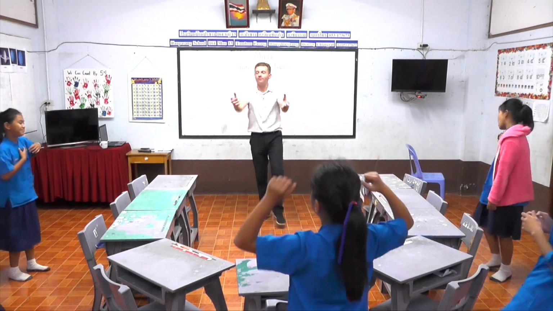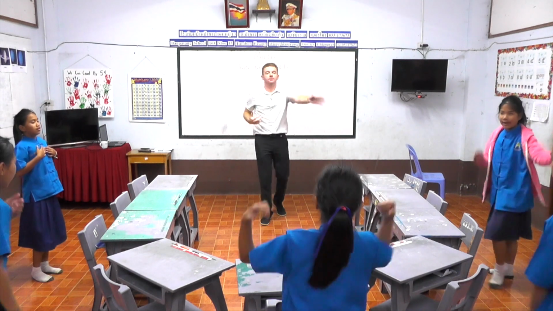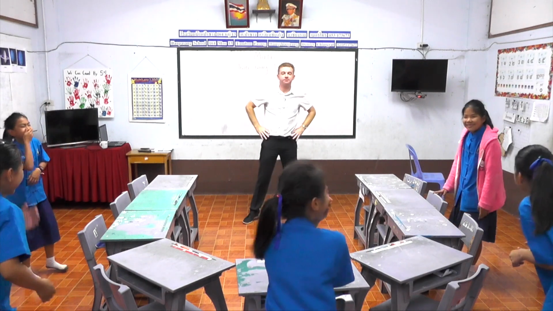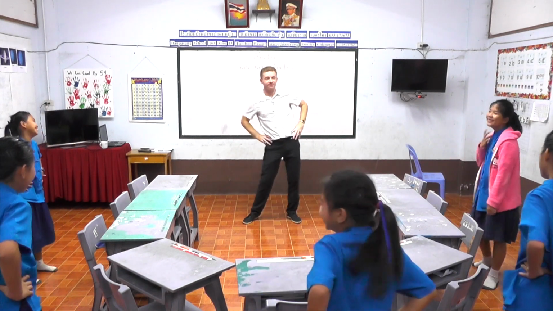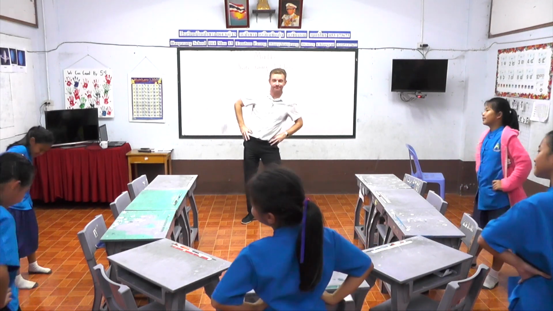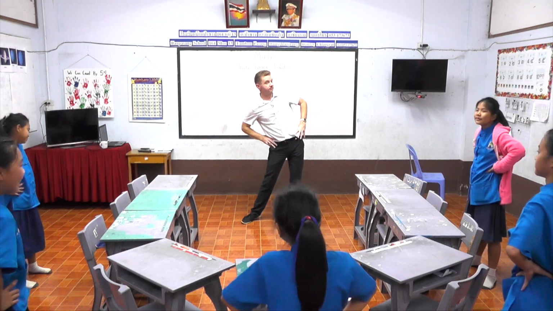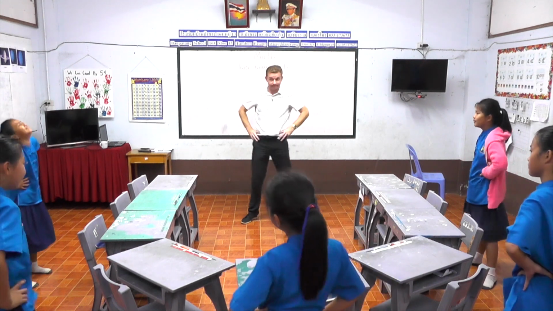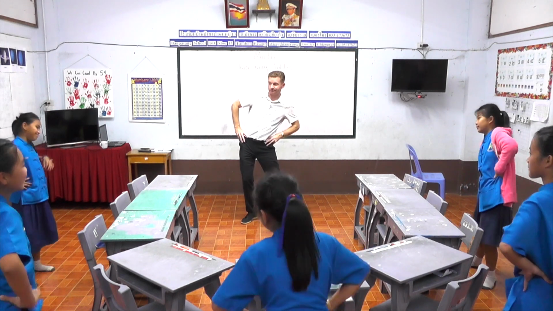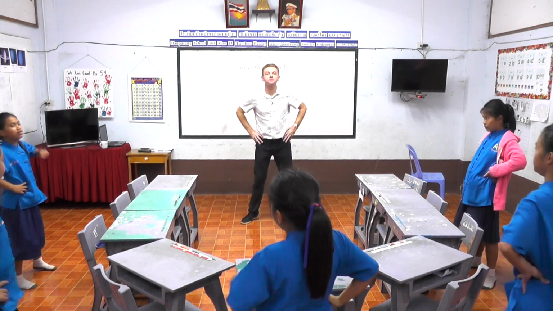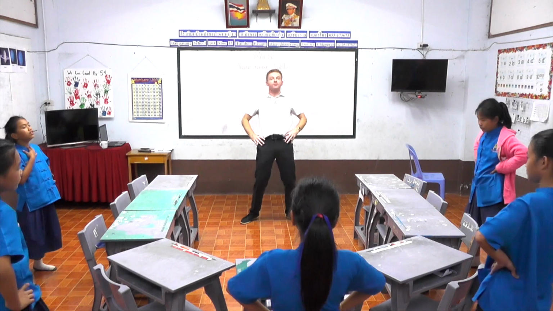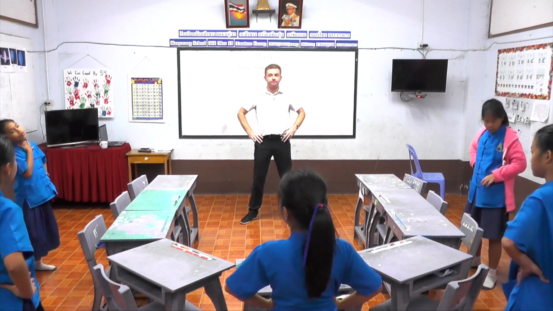Shake it out. Arms and legs. Arms and legs. Shake it out. Now hands on hips. And let's have a wiggle side to side. Wiggle side to side. Stop. Another wiggle side to side, and stop. Forwards, backwards, forwards, backwards, forwards, backwards, and stop.